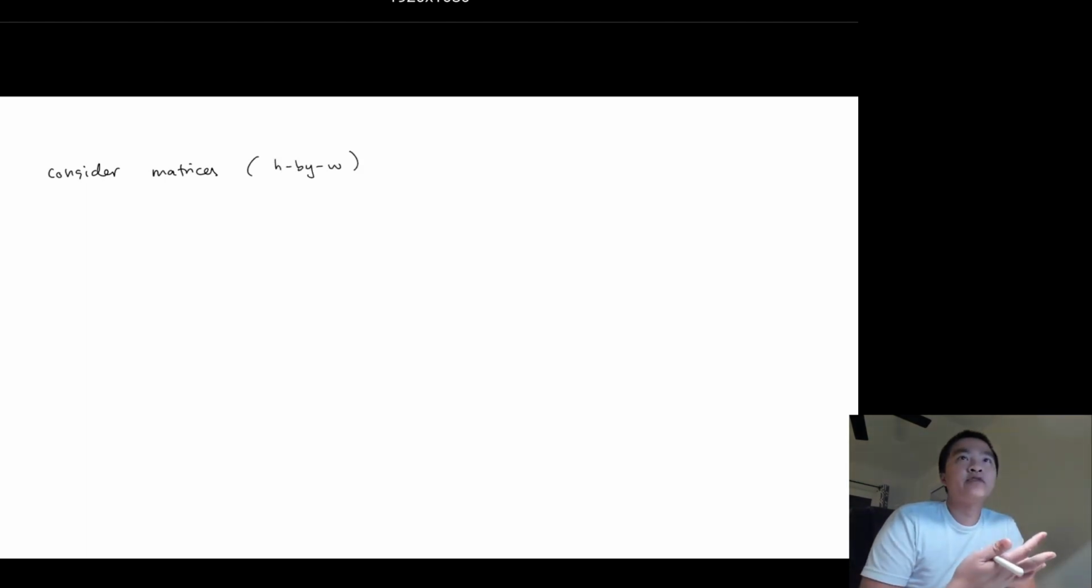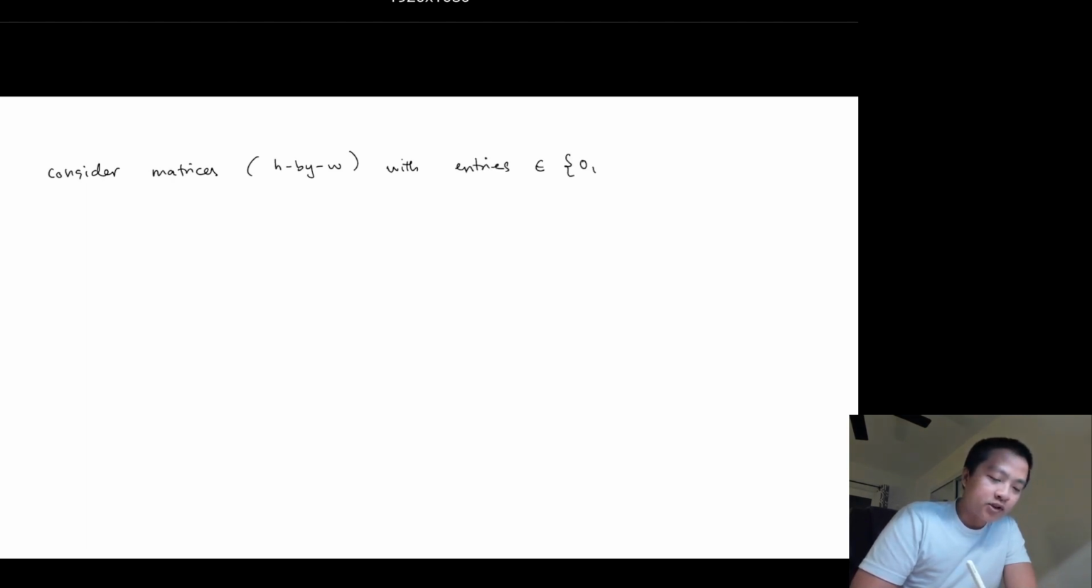Let me first define the problem properly. So we consider matrices with dimension h by w. Okay, so we have h rows and w columns with entries in the set 0, 1, 2 up to s minus 1. So we have s choices for each entry.